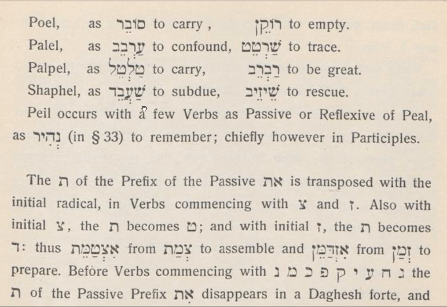Shafel as in shangabed, to subdue, and shezeb, to rescue. Pe'il occurs with a few verbs as passive or reflexive of pe'al, as in nahir, to remember, chiefly, however, in participles.